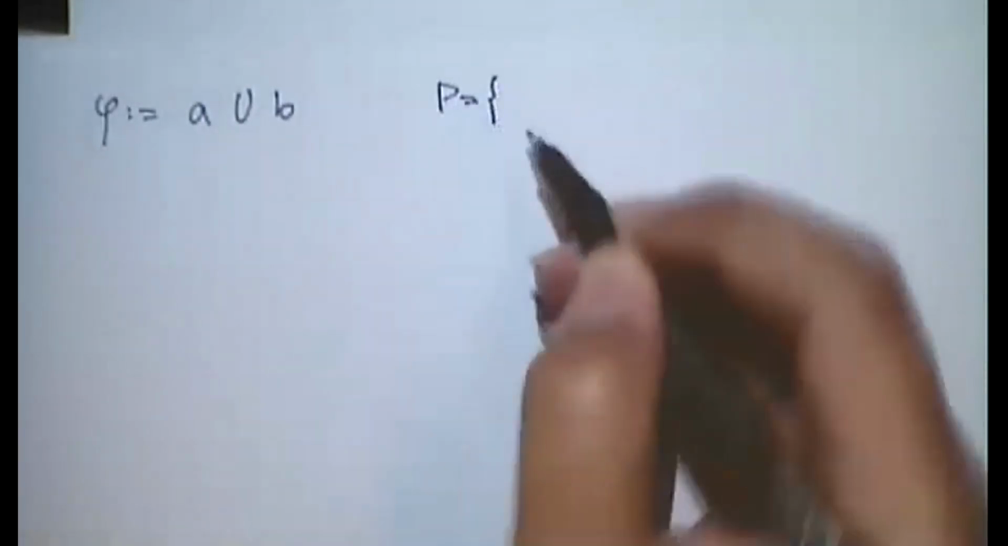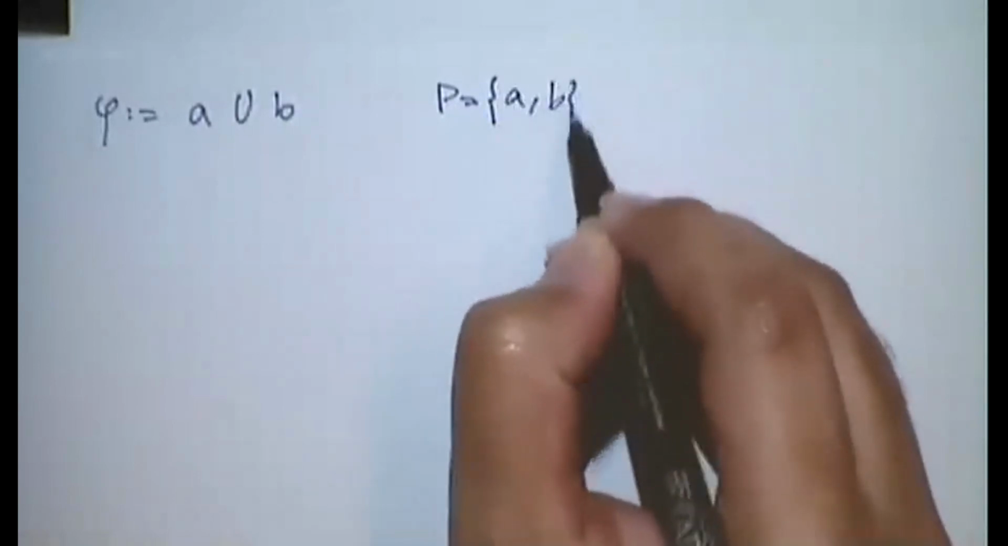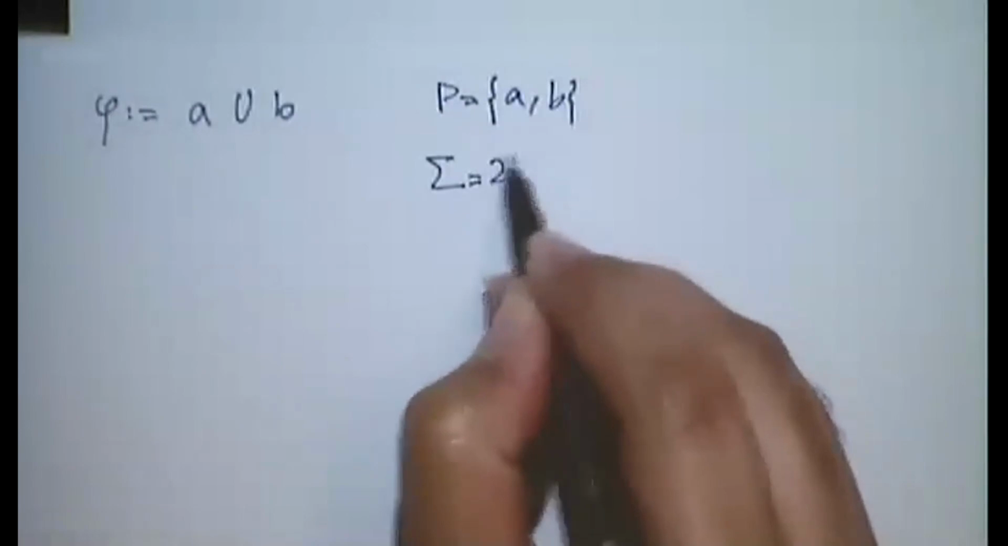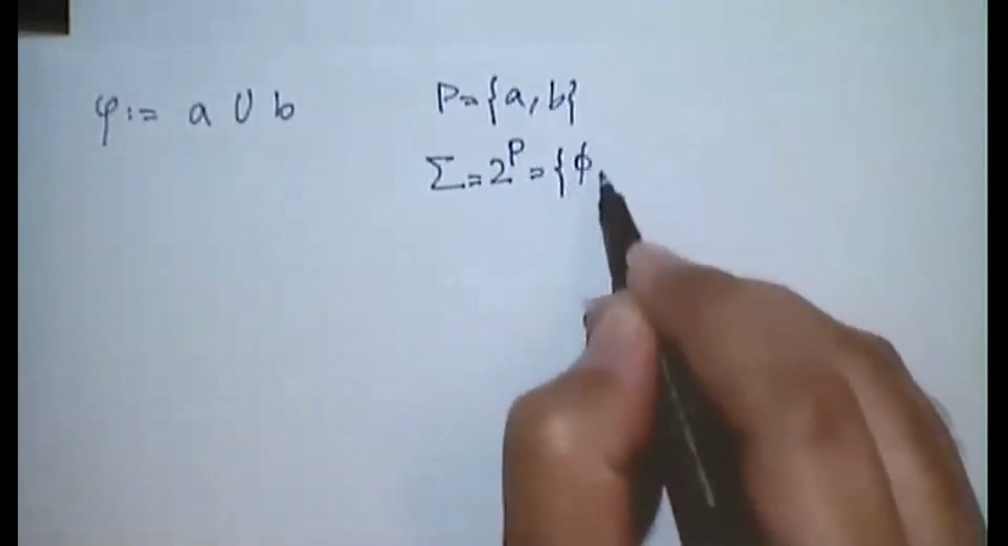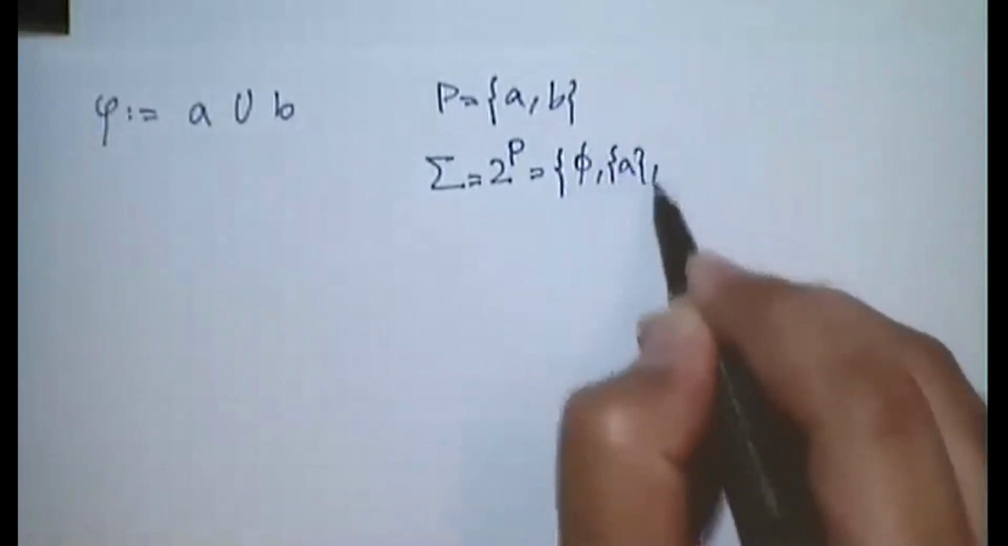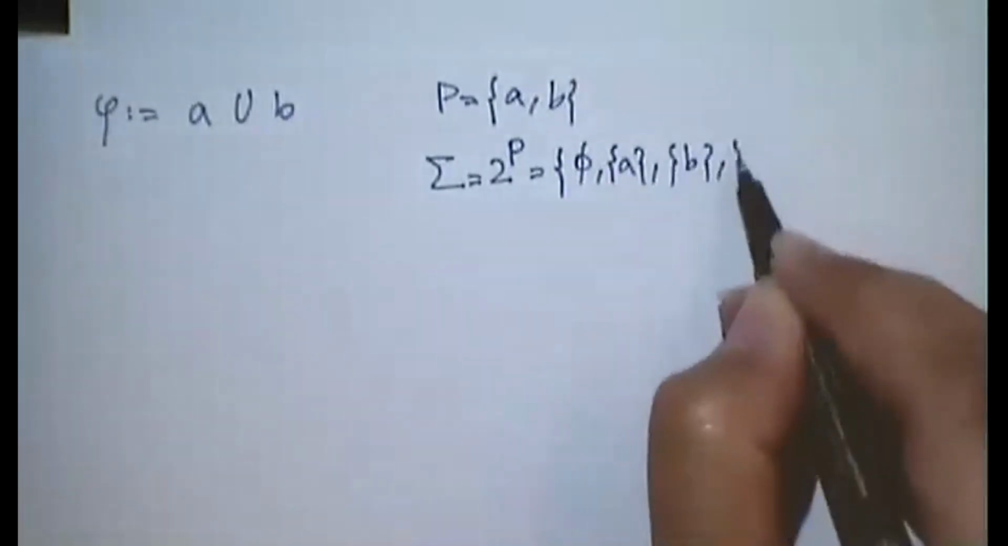What example can I use? So let's say that my formula phi, let's choose the simplest possible example. Let's say that it's A until B. Okay, and basically the set of my propositional variables is just A and B. So my alphabet, which is all subsets of my propositional variables, is what? It's the empty set, {A}, {B}, and {A, B}.